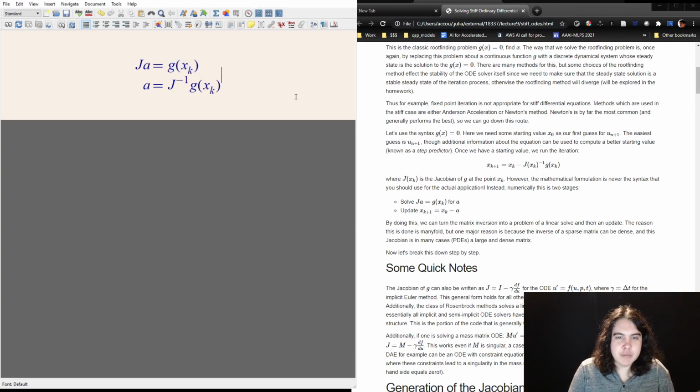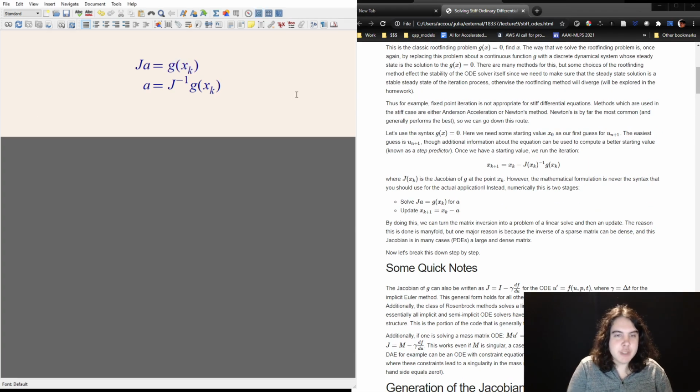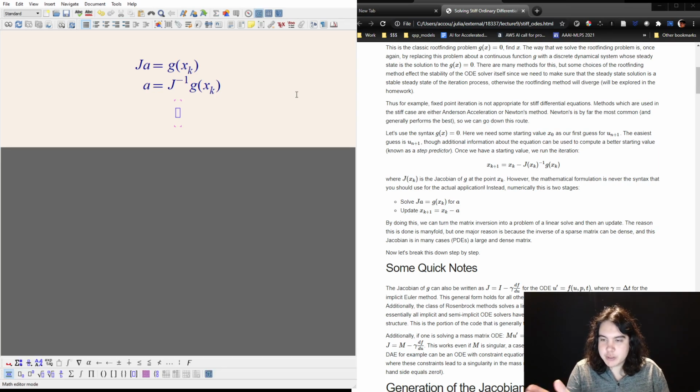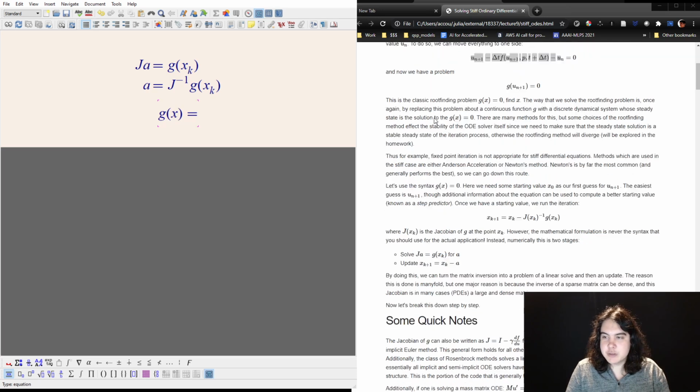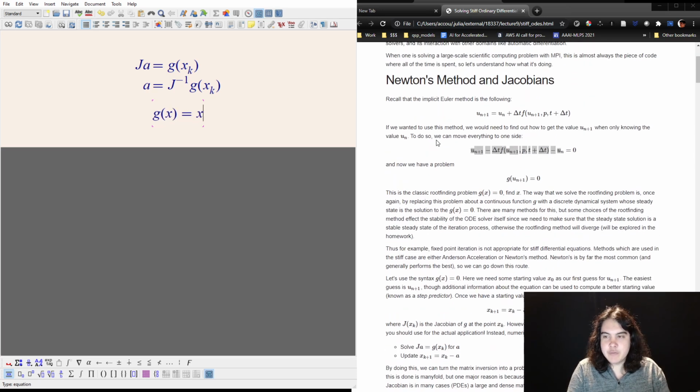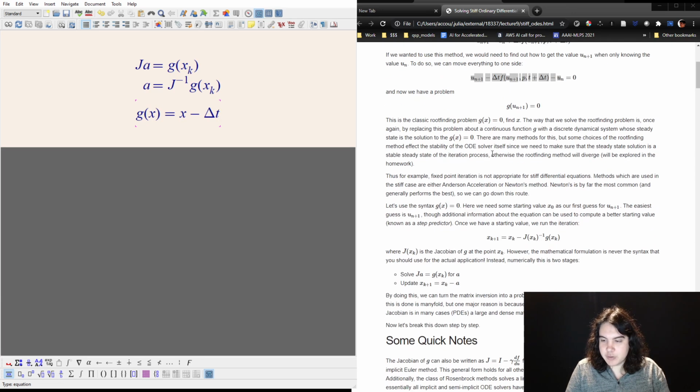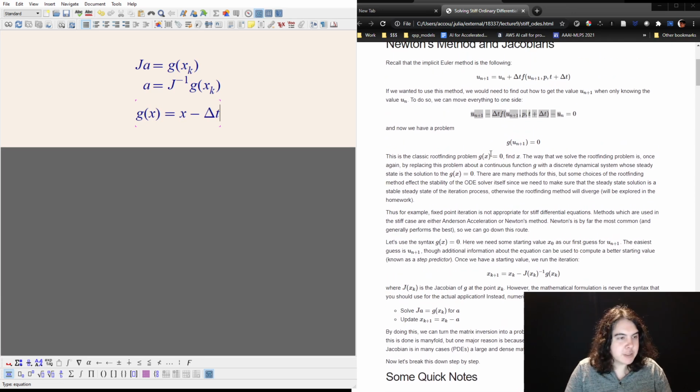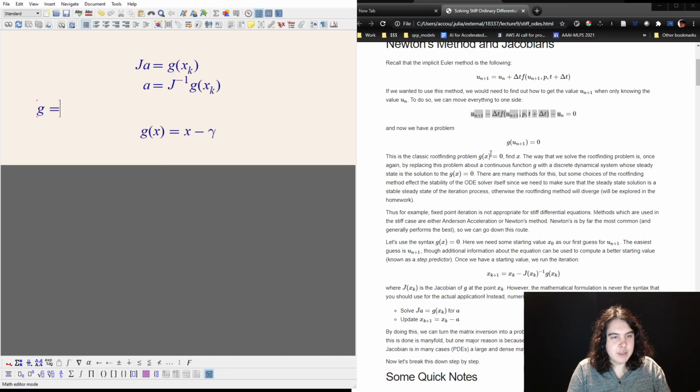So just a quick note here, right? What is the Jacobian of G? Let's write it out. So we have G of X equals X minus delta T. Let's see, do I do that? Yeah, so I'm just going to change dt into gamma, where gamma is some function of dt.